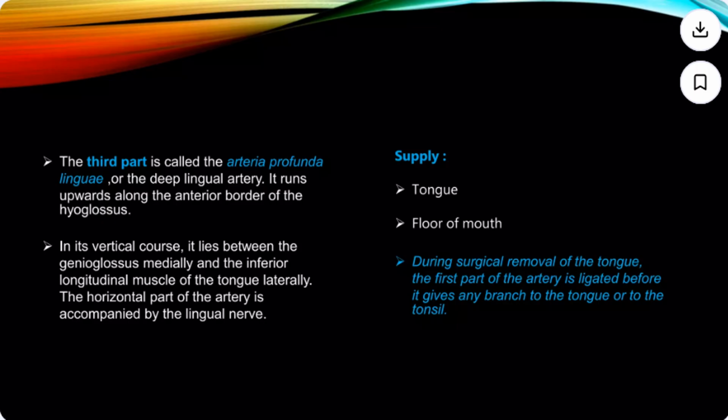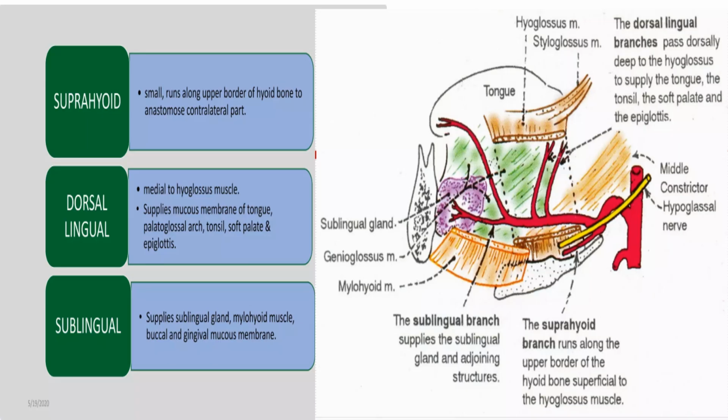During surgical removal of the tongue, the first part of the artery is ligated before it gives any branches to the tongue or the tonsils. The branches of the lingual artery are the suprahyoid branch, dorsal lingual branch, and sublingual branch. The suprahyoid branch is small and runs along the upper border of the hyoid bone to anastomose with the contralateral side. So the first branch of the lingual artery, the suprahyoid branch, runs along the upper border of the hyoid bone and superficial to the hyoglossus muscle.